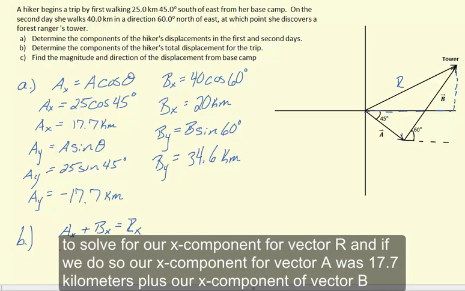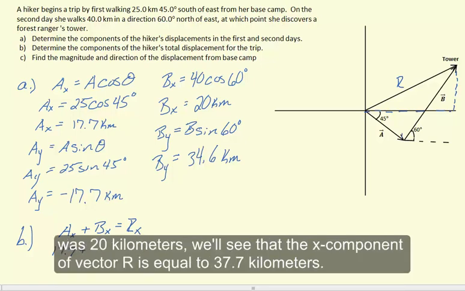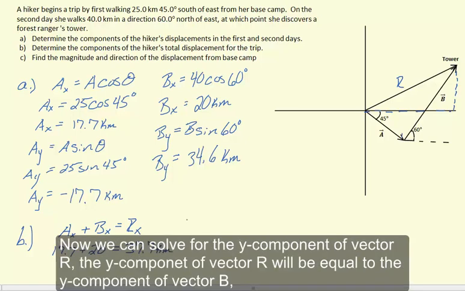And if we do so, our x component for vector A was 17.7 kilometers plus our x component of vector B was 20 kilometers. We'll see that the x component of vector R is equal to 37.7 kilometers. Now we can solve for the y component of vector R.